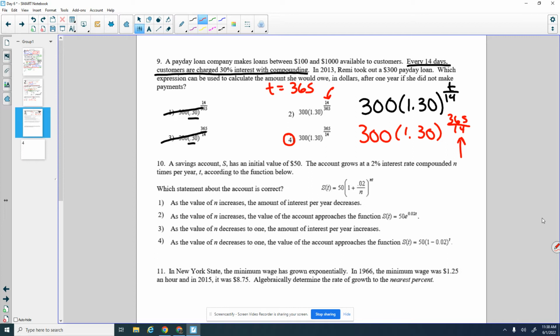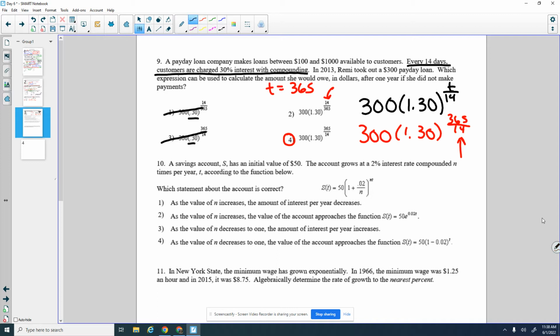A savings account S has an initial value of $50. The account grows at a 2% interest rate compounded n times per year according to the function below. Which statement about the account is correct? So we're starting with 50. We don't know how many compounds there are, so we could plug in any sort of number. This is a pattern question. So, as the value of n increases, the amount of interest per year decreases.